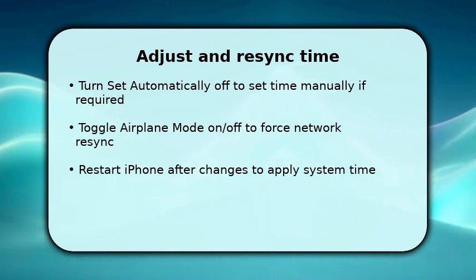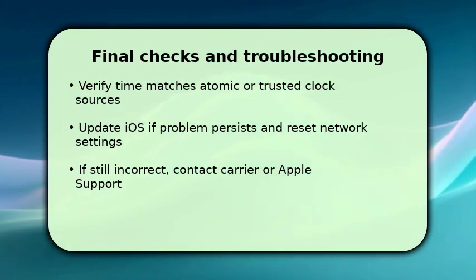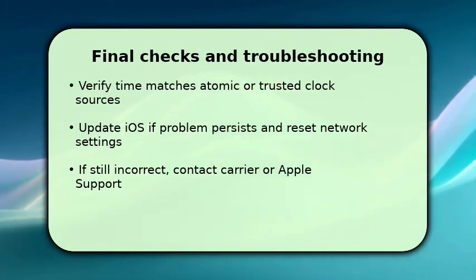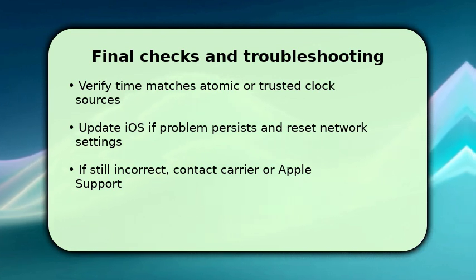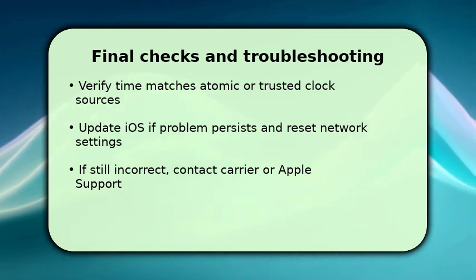To finish, compare your iPhone clock with a reliable reference and confirm the time zone again. If discrepancies persist, update iOS. Bugs can affect time services. Then reset network settings in Settings, General, Transfer or Reset, to clear corrupted network data.